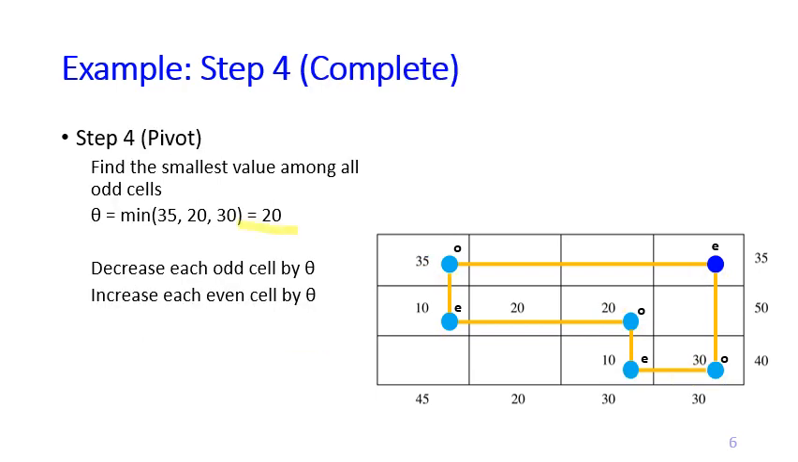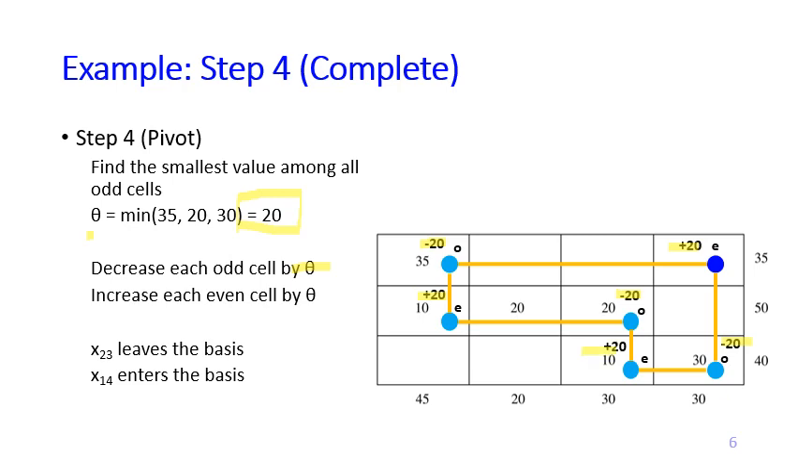Once we have got the minimum value, which is 20, we call it theta, and then we are going to decrease each odd cell by theta and increase each even cell by theta. So for all the odd cells, we're going to put minus 20 because it will decrease them by theta, which is equal to 20. And then for each even cell, we will do plus 20. Okay, so for odd cells, it is minus 20, minus 20, minus 20. For even cells, it is plus 20, plus 20, and plus 20.